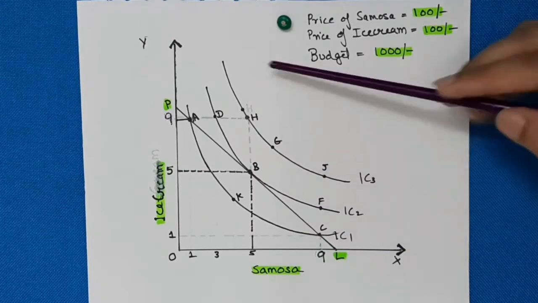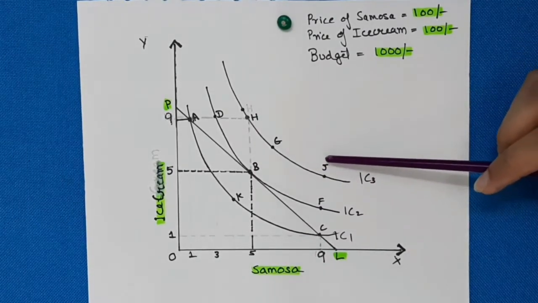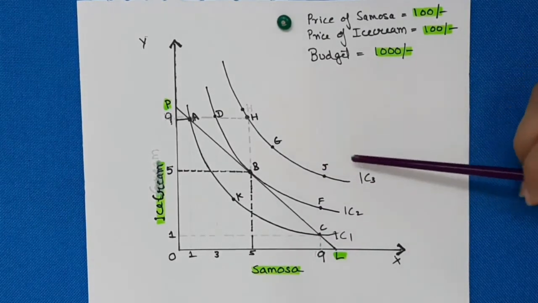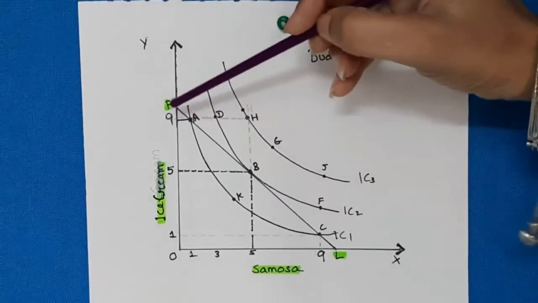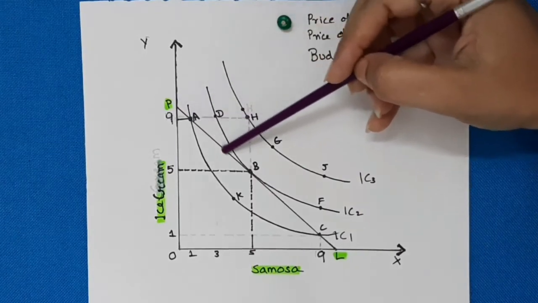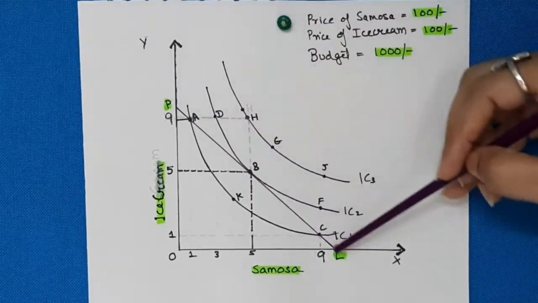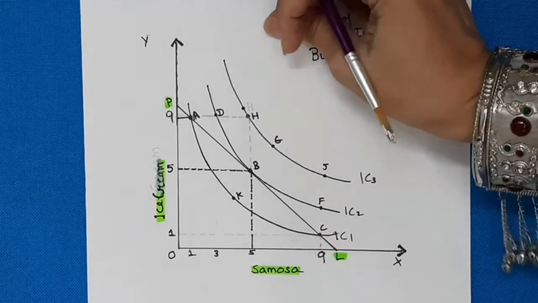That means points H, G and J are out of the question. To find out whether we can reach these points or not, we would definitely want to, but we have a limited budget constraint, and the budget constraint on limited resources is shown with the help of this budget line, which is PL, also known as the price line in economics books.